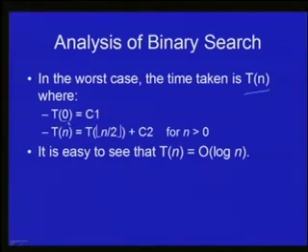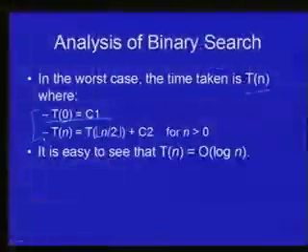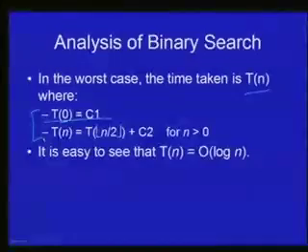So if n is 0, which means low is actually greater than high, then it takes a constant amount of time, C1. Otherwise T(n) is T(n/2) plus C2, because if the array size is n, then in the next step the array size reduces to at most the floor of n by 2. This is not really a recursive function. Of course we could have implemented the same algorithm recursively as well, but it is still easy to express the time taken as a recurrence relation, so we have done that.